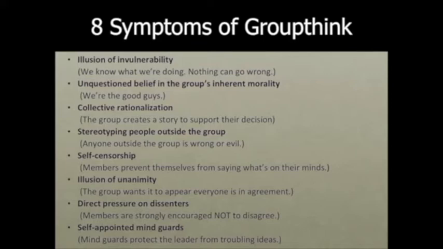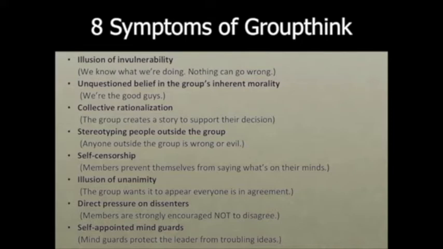Number 6, illusion of unanimity. This is where the group wants to appear as if everyone is in agreement, right? So in other words, yes, yes, yes. Secretly, you're saying no, no, no. And last time, I believe we showed a cartoon of that where everybody did not agree, but yet agreed anyway, verbally.